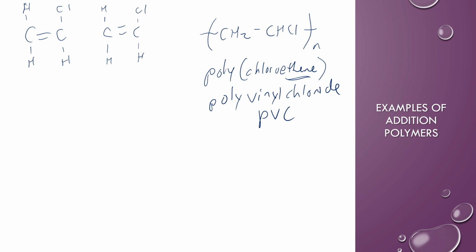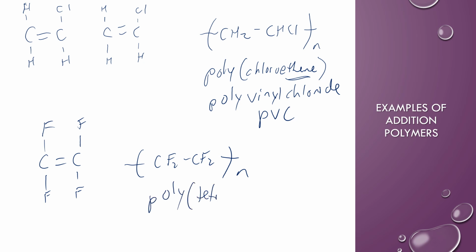Another example would be if I start with tetrafluoroethane. Tetra means 4, so tetrafluoro. If I'm going to just assume I have 2 of them together, and then the double bond breaks to form the addition polymer, it looks like this, CF2, CF2 repeating, right? So this would be poly, tetra for 4, fluoro, ethene, so 4 fluorines, 2 carbons, and a double bond. When you break the double bond, form the polymer, it's polytetrafluoroethene. And the trade name for this is Teflon, which is the nonstick coating that you guys should be somewhat familiar with.